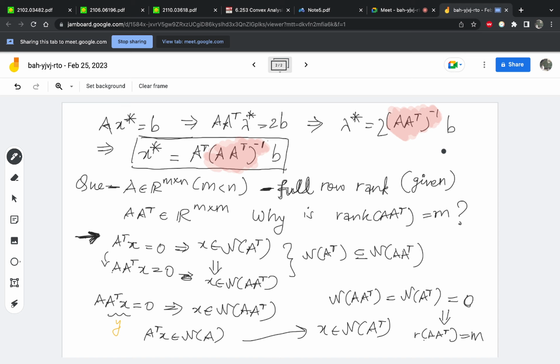Let me think. So when you say pseudo inverse, as far as I understand, you are just defining this thing to be a pseudo inverse, right? True. So is it the Moore-Penrose pseudo inverse? This is the one. I think so.